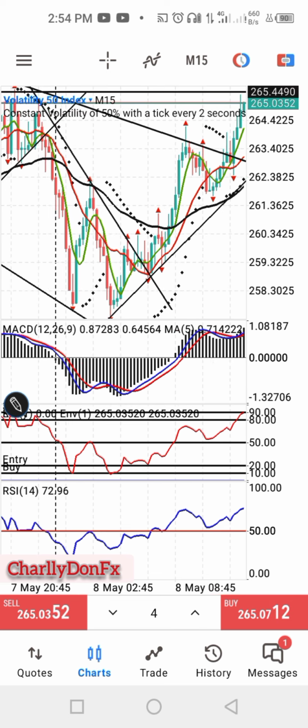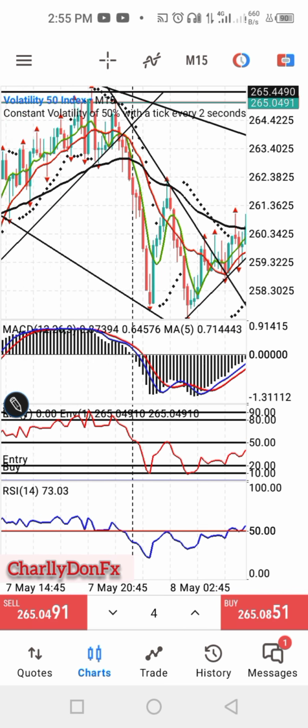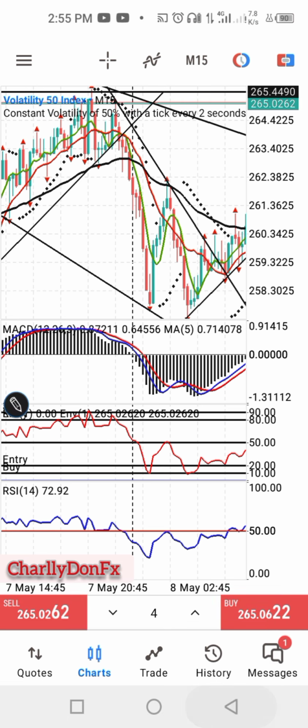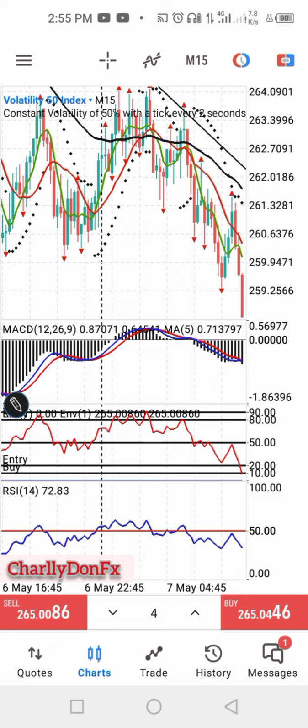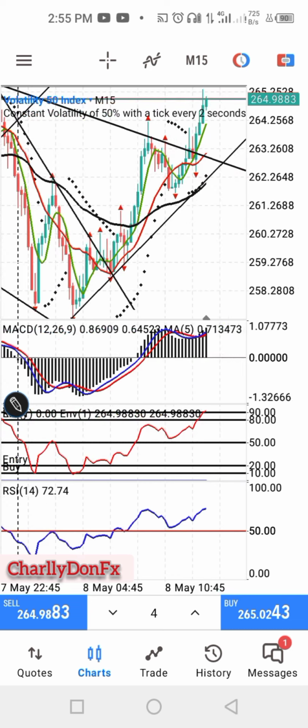Why did I close that trade? Because look at our resistance level. If you check our previous trend, previous market, we have our resistance level at that place, and the market is bound to react whenever it comes to a particular resistance or support level. Those are our pivot levels, guys.